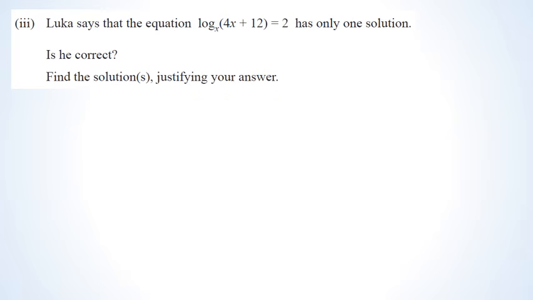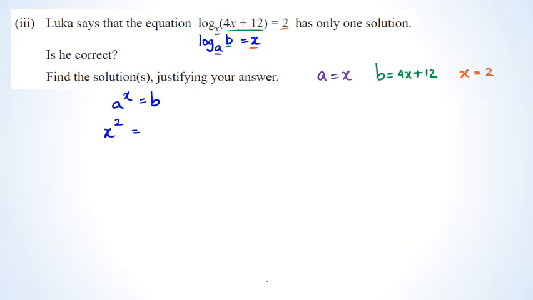So similar idea, Luke says that the equation has only one solution. Is he correct? So I'm going to do the same thing that I did before. I'm going to put this as log a of b equals x. So from here, I can see that a is equal to x, b equals 4x plus 12, and x equals 2. So my equation is going to be a to the power of x is equal to b. So what I have is x squared equals b, which happens to be 4x plus 12.